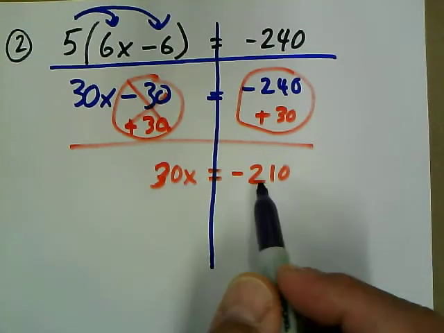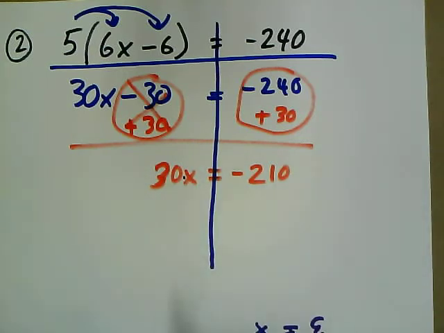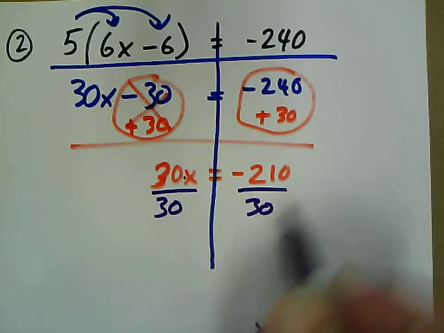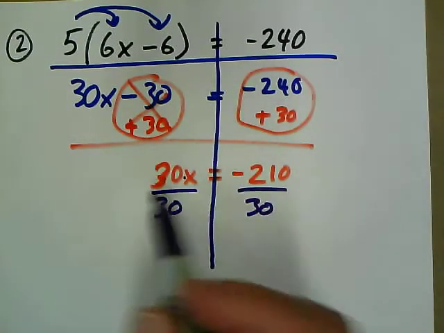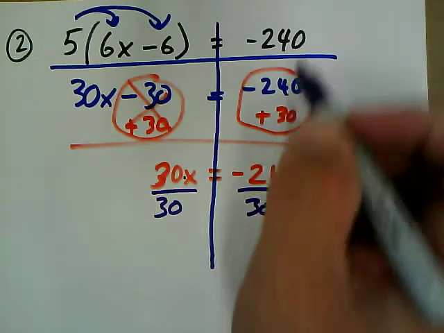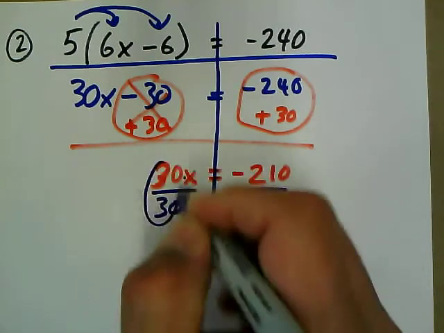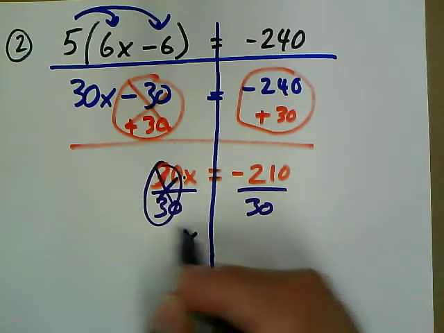Well, our final step is to remove what's multiplied or divided. That 30 is multiplied to that x, so we're going to go ahead and divide by the 30. We don't use the 210 or the 240. We're not going to do those on both sides because there's no variable over here. You only work with these numbers. Our 30s are opposite operations because it's multiplication and division. We're left with just the x.